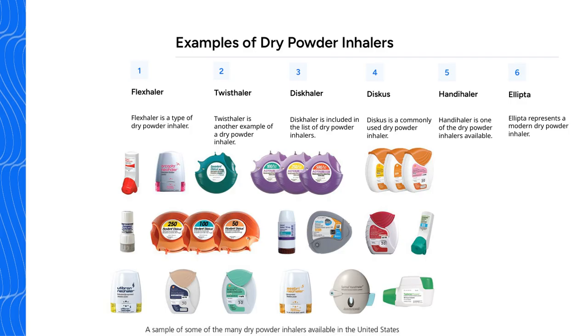Then there's the Diskhaler, which is also part of the family of dry powder inhalers, offering another effective delivery method. We also have the Twisthaler, which is designed to simplify the inhalation process for users. Lastly, the FlexHaler is yet another type, known for its flexible design and ease of handling. These different devices give us a good overview of the variety available in dry powder inhaler therapy, each with unique features suited to different patient needs. Understanding these options is key in selecting the right device for optimal treatment outcomes.